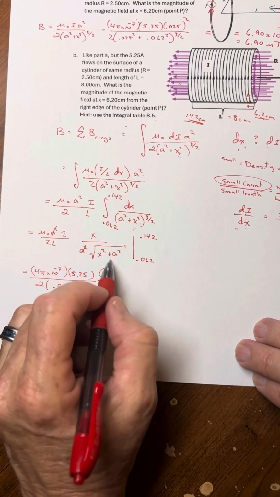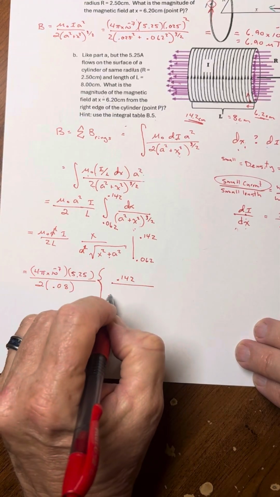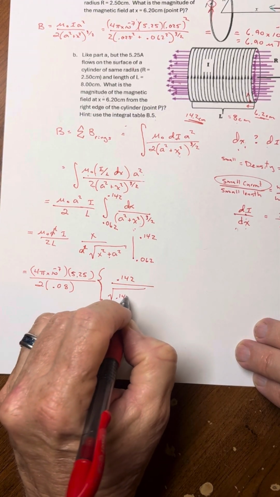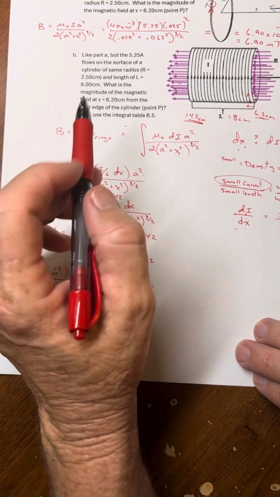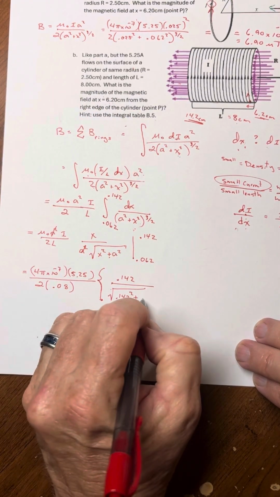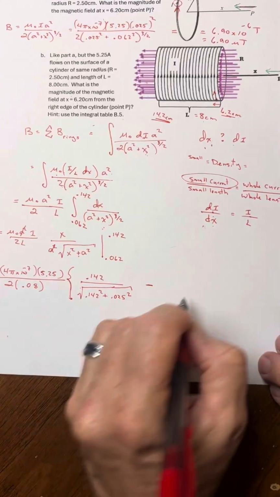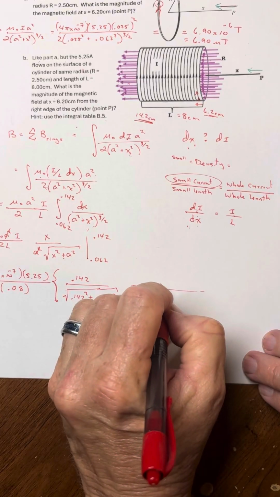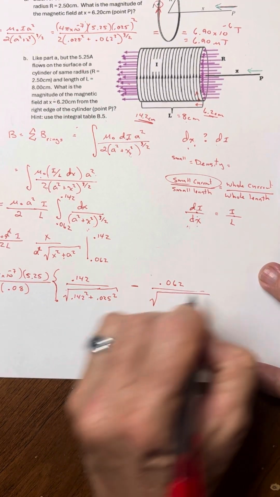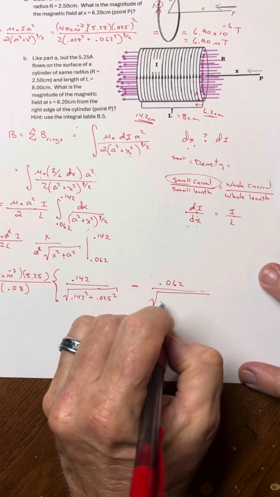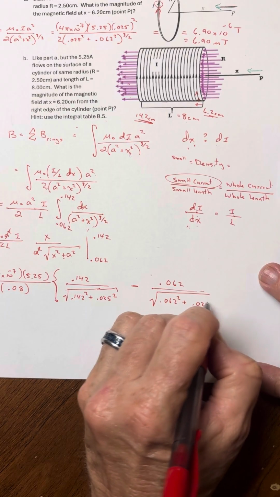And then this, I'll have to put in my limits, 0.142 over the square root of 0.142 squared plus the a. And the a is the radius, and the radius is 0.025 squared. Okay, and then putting in this x, 0.062 over the square root, 0.062 squared plus 0.025 squared.